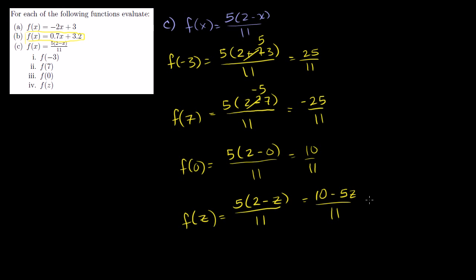We could even write it in slope-intercept form. This is the same thing as minus 5 over 11 z plus 10 over 11. These are all equivalent, but that is what f of z is equal to. Now, a function, we said, if you give me any x value, I will give you an output. I will give you an f of x. So if this is our function, you give me an x, it will produce an f of x.